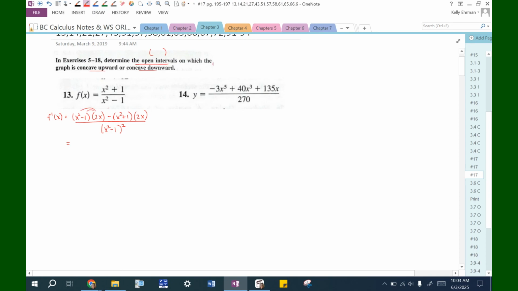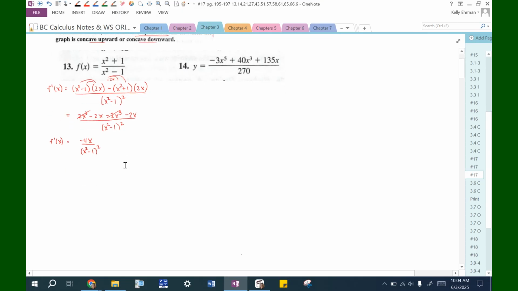So when you distribute, think of this as like a negative 2x that you're taking through to these two parts. All right, so 2x to the third minus 2x. So negative 2x times x squared is minus 2x to the third. Then negative 2x times 1 is minus 2x. Nothing to do here. So this is still f prime x. So the 2x to the thirds are canceling. I'm getting negative 4x over x squared minus 1 squared.